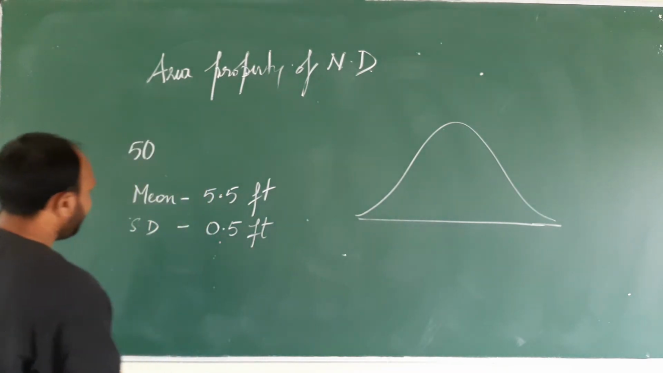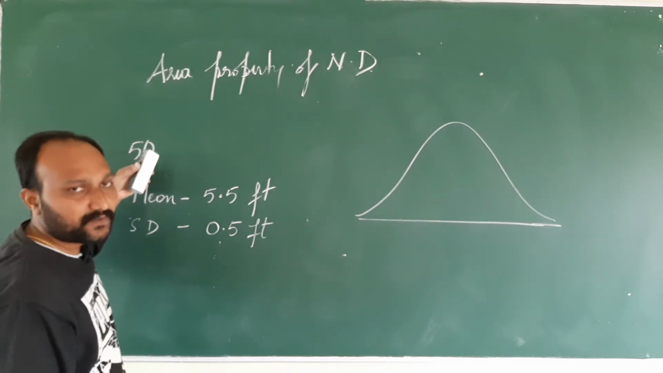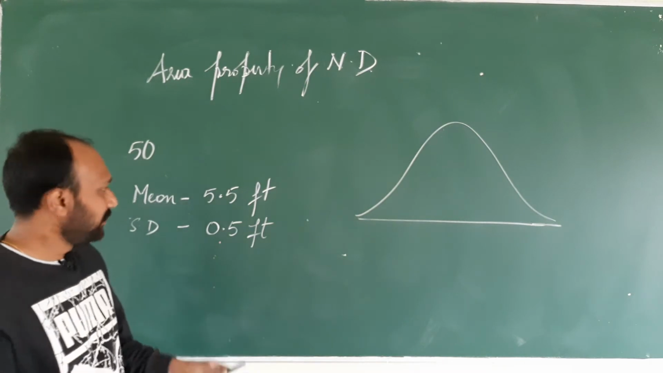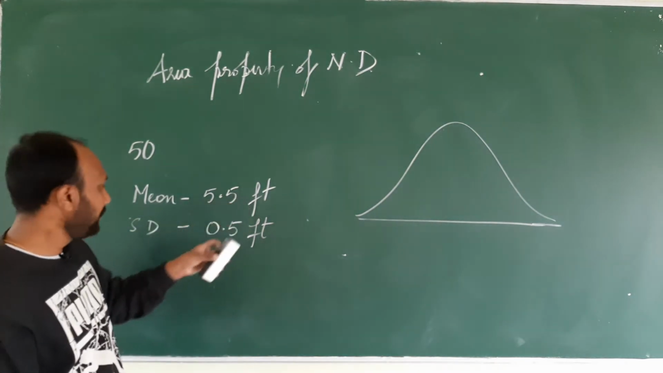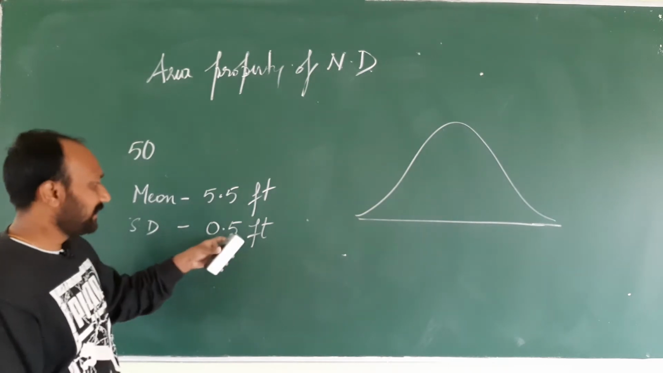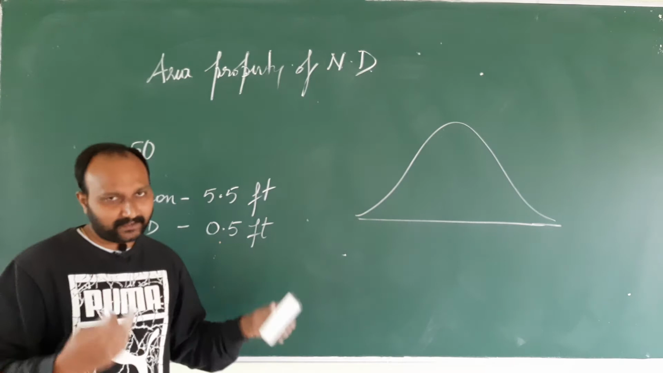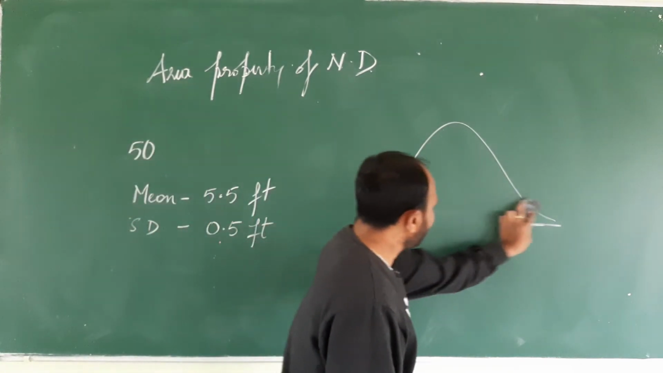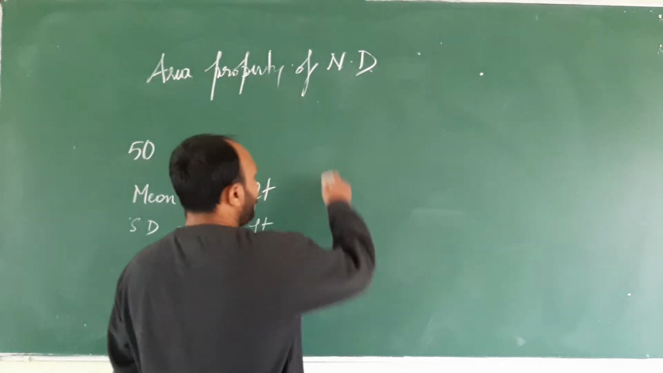So how many students are we visiting? We are visiting around 50 students, and we have collected their data regarding height. The mean height of all the students is 5.5 feet, and the standard deviation, that is the deviation from the average, is 0.5 feet. Now we need to plot it in a two-dimensional graph. How to plot it?